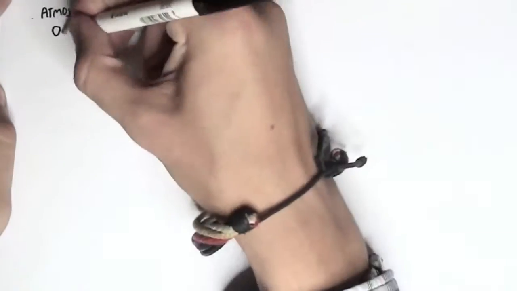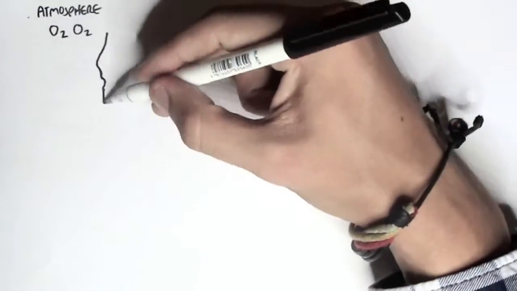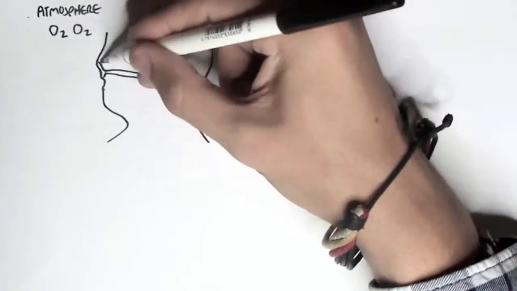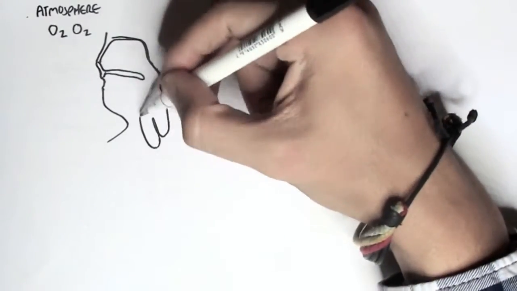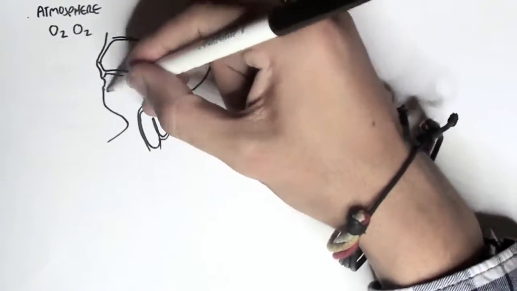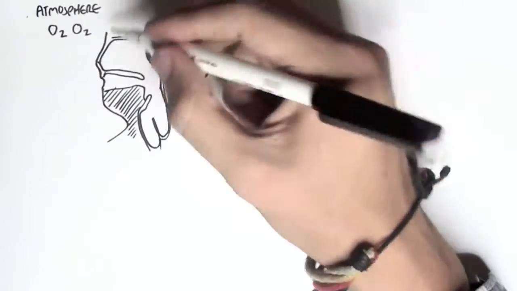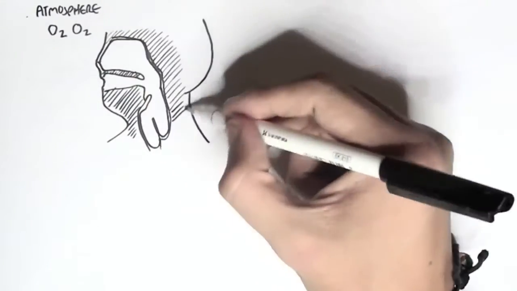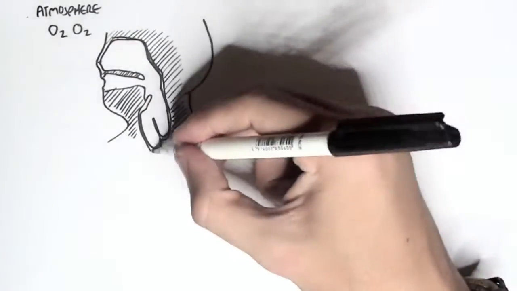So here we have the atmosphere again. It contains many types of gases, including oxygen gas, O2. Here we have a human body. I'm just going to shade some areas here so you can see the different parts of the respiratory tract more easily. So let's start learning about the anatomy.